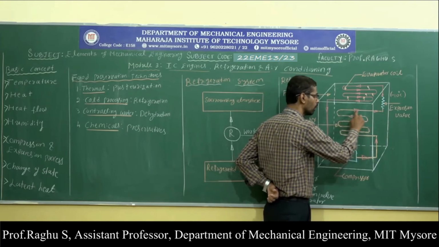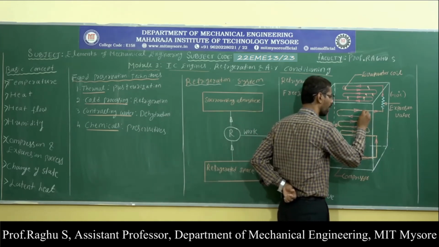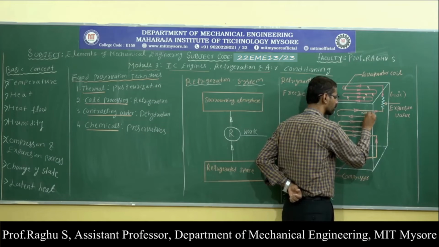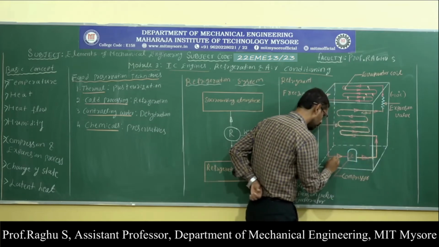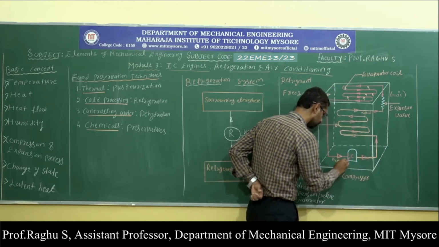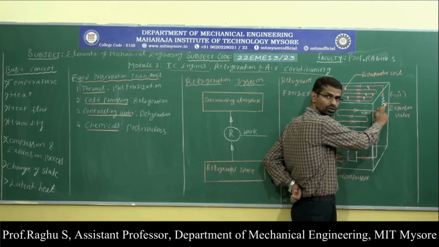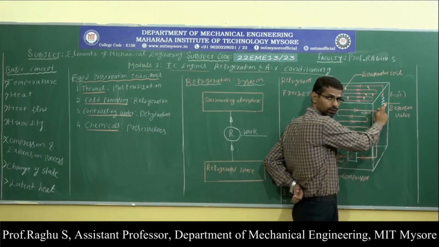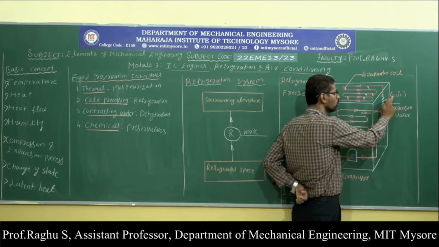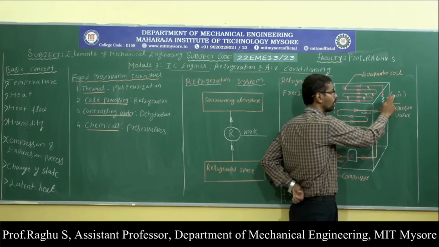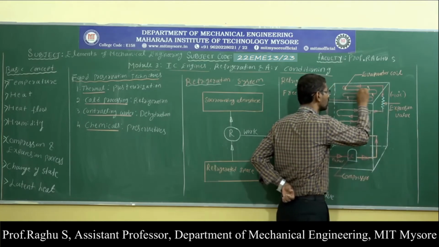Condenser converts the vapor form into liquid form. Here we have liquid refrigerant. Here we have vapor refrigerant. Now the liquid refrigerant enters into the expansion valve. In the expansion valve, expansion of liquid refrigerant takes place. Due to expansion process, both pressure and temperature get reduced to lower value. Now the cold liquid enters into the evaporator coil.